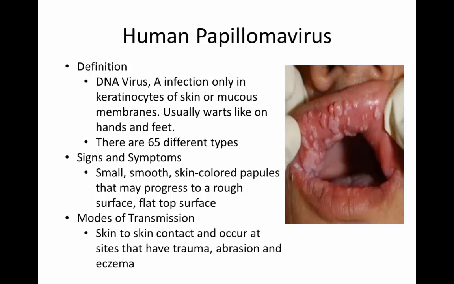The human papillomavirus, or HPV, is a DNA virus. It is an infection of the keratinocytes of the skin or mucous membranes. Usually it results in warts on the hands or feet. There are 65 different types of the HPV virus. Signs and symptoms include small, smooth, skin-colored papules that may progress to a rough surface. They sometimes have a flat top surface. The mode of transmission is skin-to-skin contact and can occur at sites that have trauma, abrasions, or eczema.